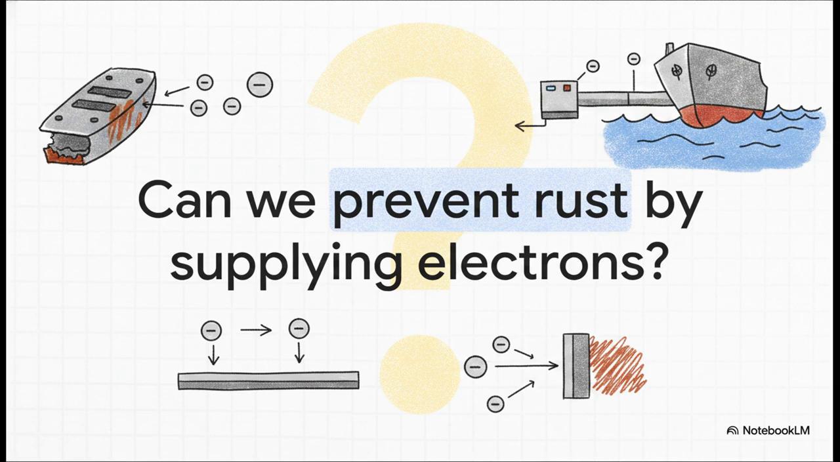By understanding the atomic secret of rust, we don't just understand why things decay, we literally learn exactly how to stop it. Thanks for joining me on this explainer, and definitely keep questioning the science hidden just beneath the surface.